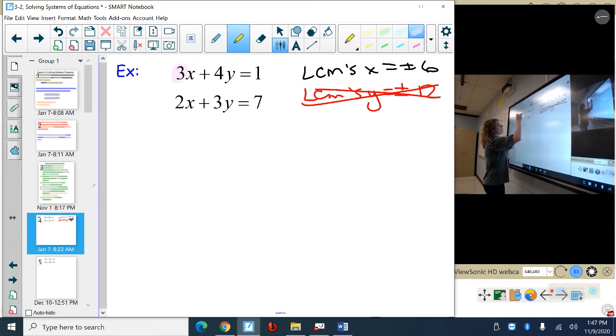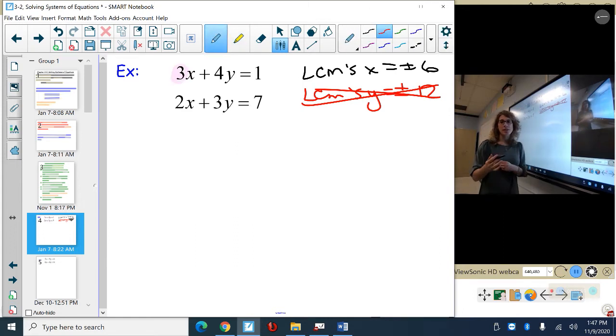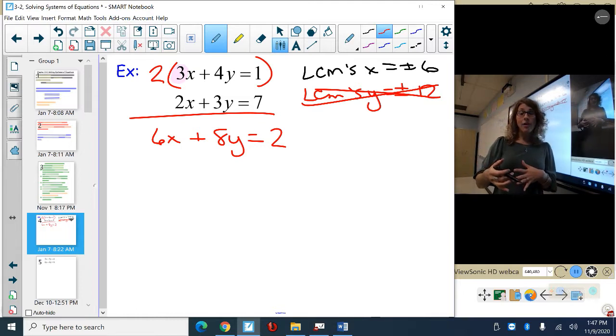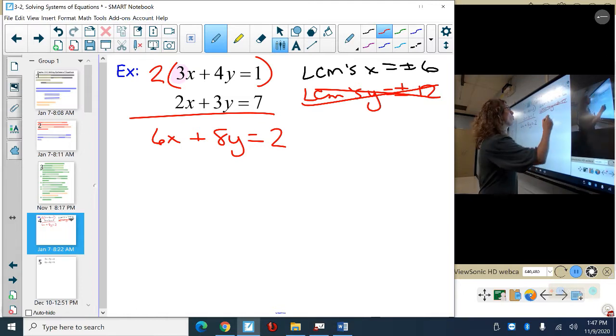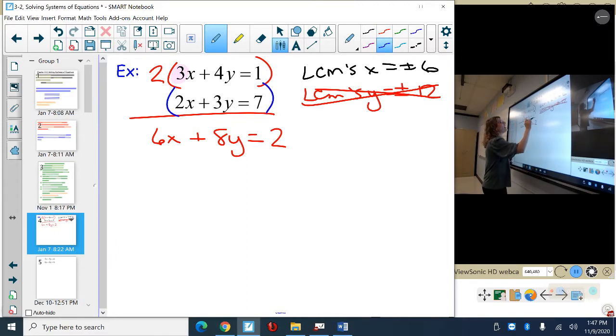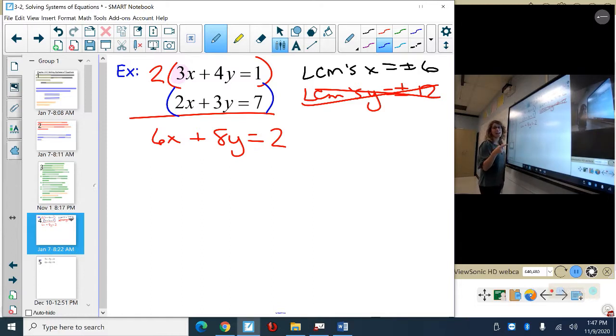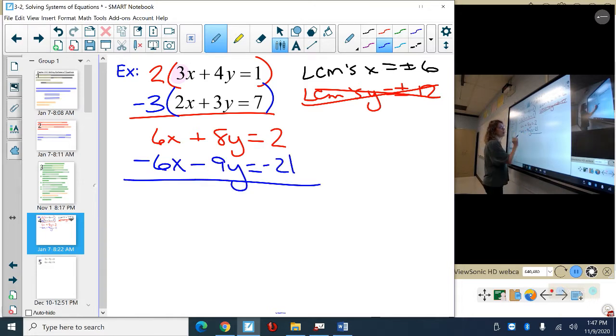So if I do that, what do I multiply 3 by to get a positive 6x? Well, the answer to that is 2. So I'm going to take the top equation and multiply it by 2. So that's going to give me 6x plus 8y is equal to 2. So I've turned the top equation's x into 6x. Now I need the bottom equation's x to turn into a negative 6x. So what am I going to multiply 2 by to obtain a negative 6? The answer to that is negative 3. So this is negative 6x minus 9y is equal to negative 21.